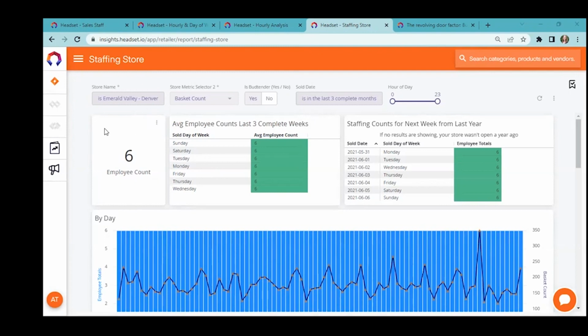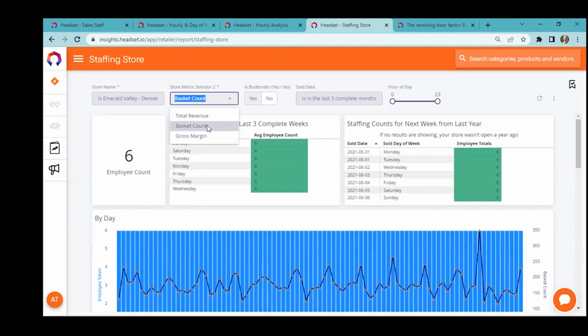Cool. So staffing store, we have a couple of new filters that come into play here. Again, we want to look at it by store to see exactly what's happening, because every store at your business is going to probably be different depending on where it's located. Store metric selection. This goes back to the goal setting we've been talking about with our premium modules for a while. It really depends on what goal you want to focus on.